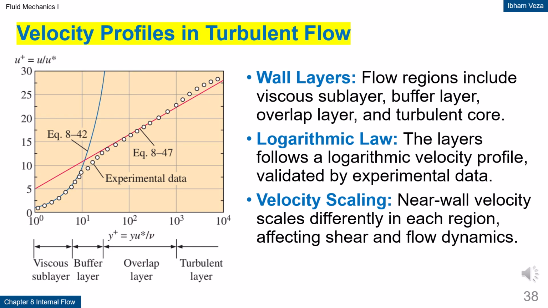Velocity profiles in turbulent flow. Near the wall, there are several flow regions, such as the viscous sublayer, buffer layer, and overlap layer. In the overlap layer, the velocity profile follows a logarithmic law. This law has been widely validated by experiments. The velocity scaling in each region is different and affects the shear stress distribution. This layered structure is a characteristic feature of wall-bounded turbulent flow.